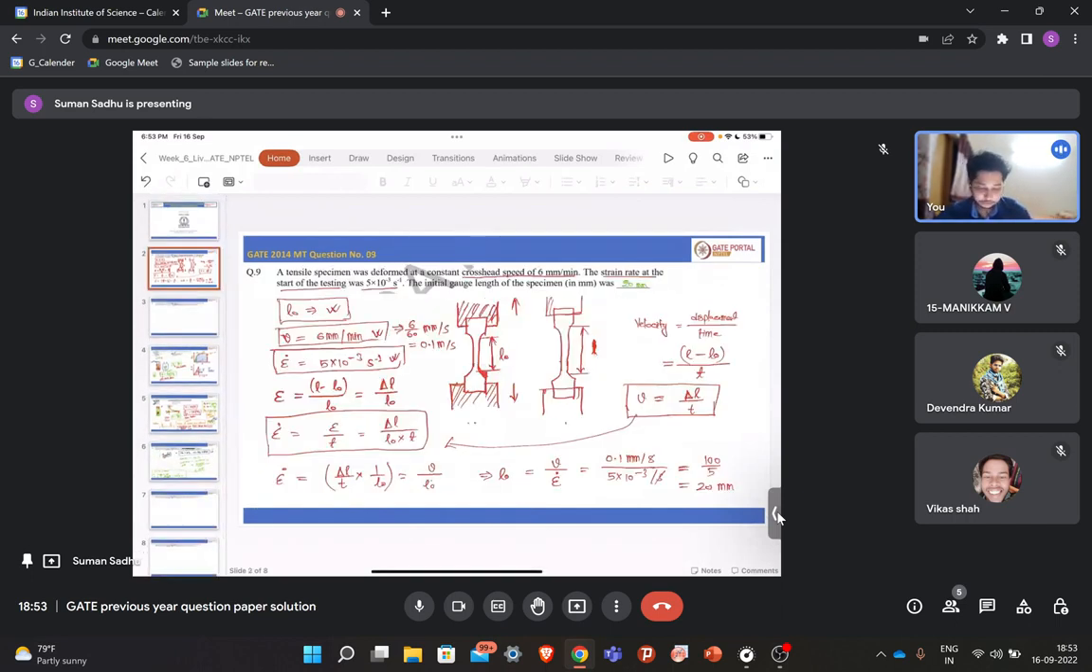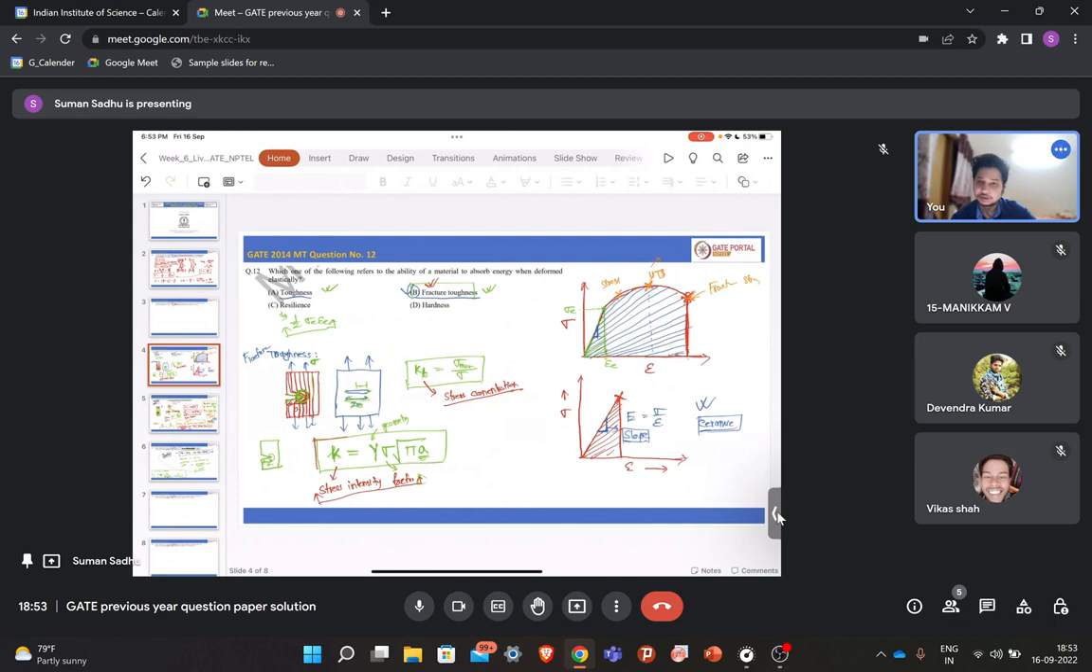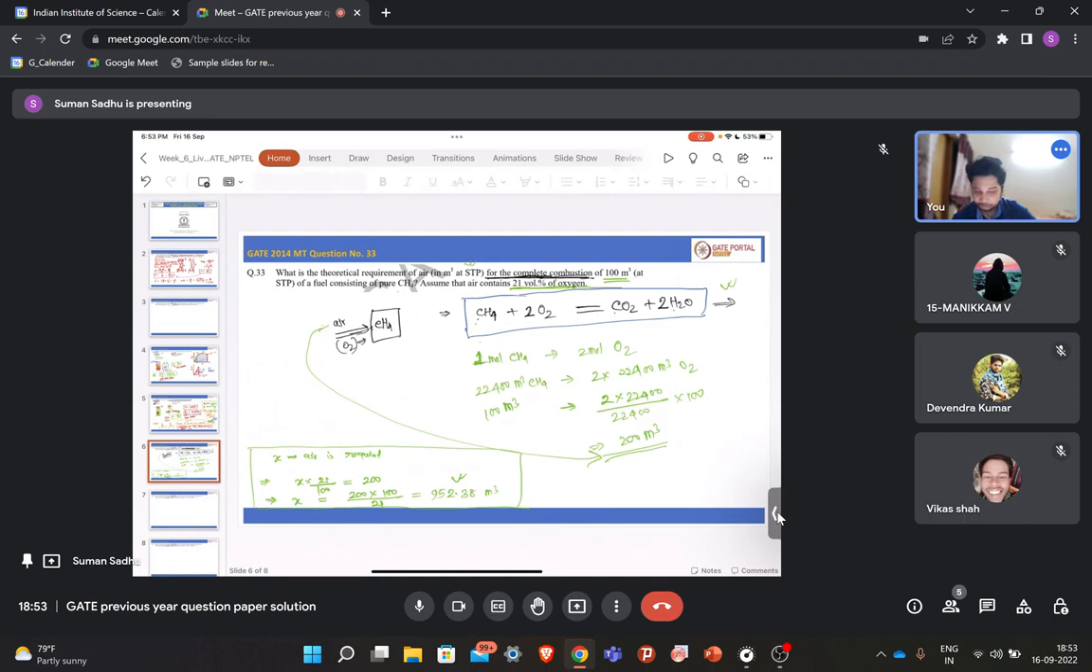So today we basically covered three simple questions. One is related to the tensile specimen which is deforming at a constant cross-head speed, and we had to find out the initial gauge length L naught. The second question was this one. Here I also explained the difference between toughness, fracture toughness, resilience, and hardness. And this is the third question of today.